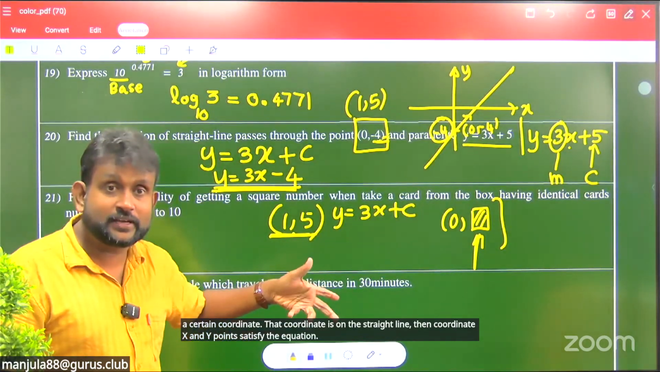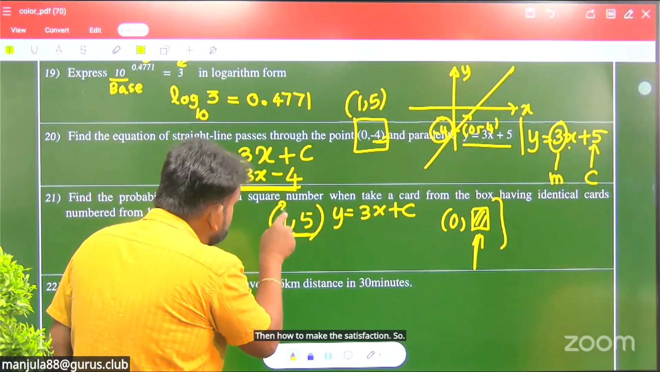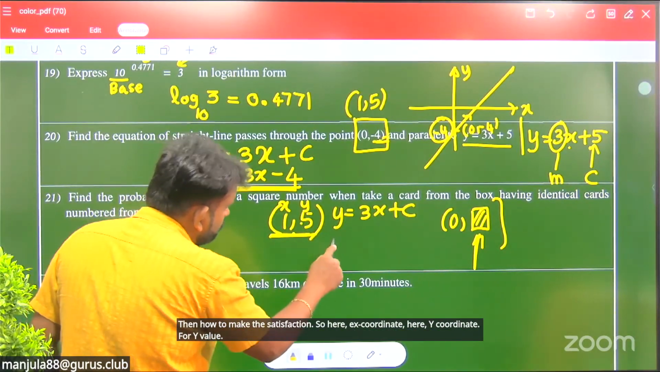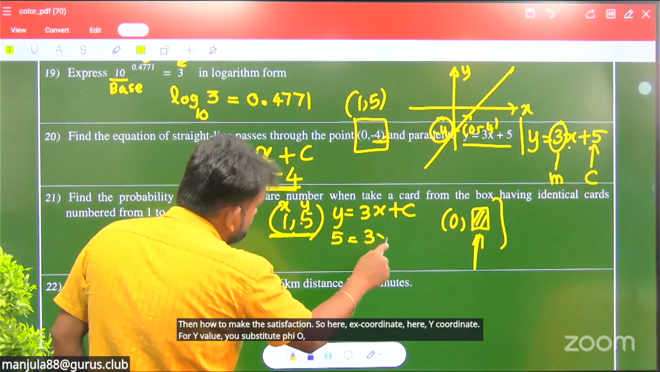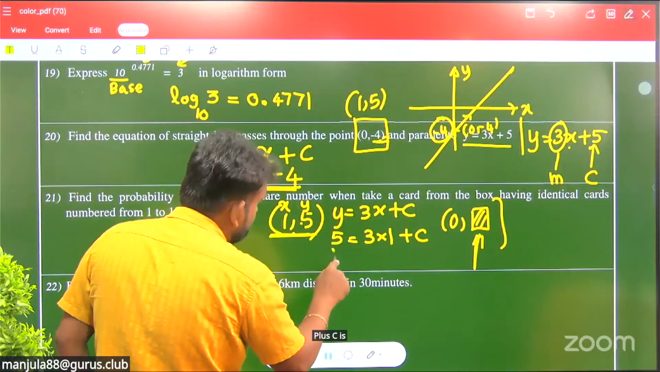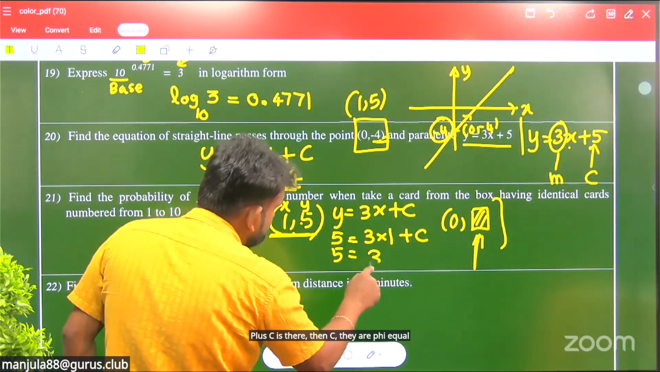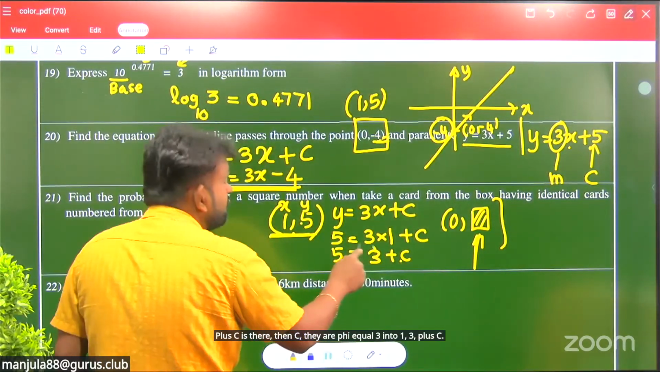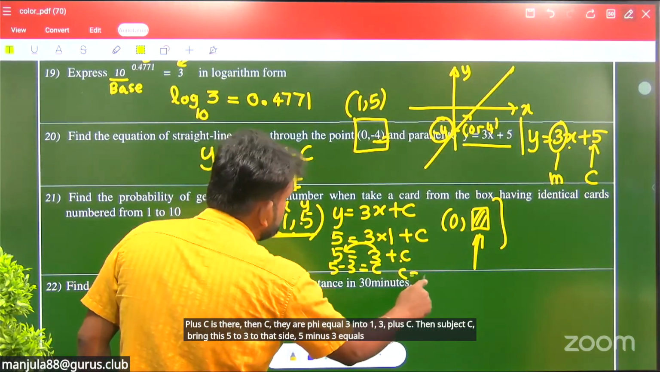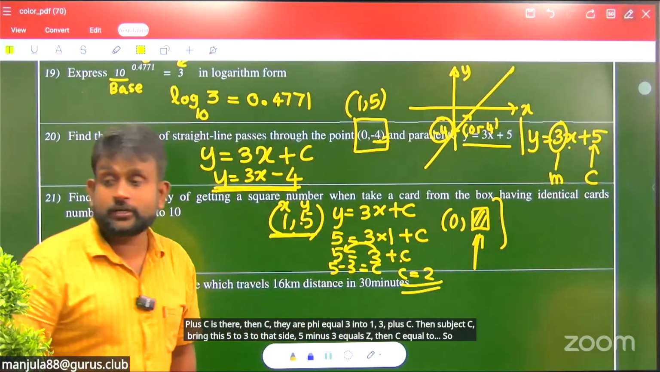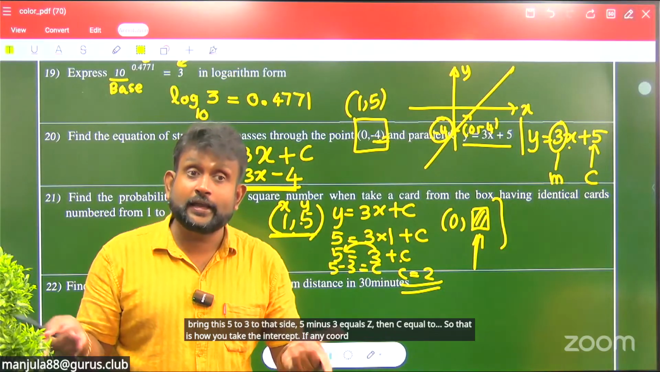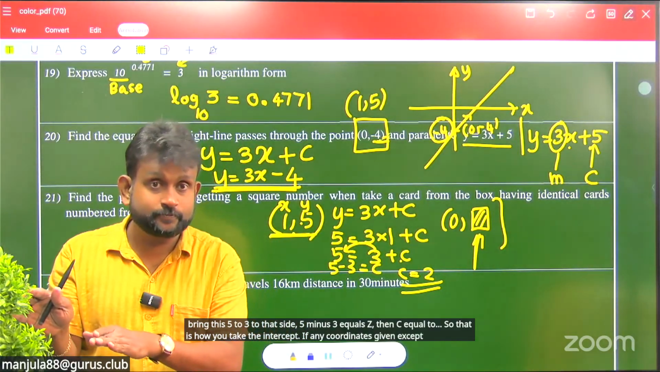Then how to make the satisfaction? Here is the x coordinate, here the y coordinate. For the y value you substitute 5 = 3 times the x value 1, plus c. So 5 = 3 times 1 plus c, which is 3 + c. Then make c the subject, bring the 3 to that side: 5 - 3 = c. Then c = 2. So that is how you find the intercept if any coordinate is given except 0 comma coordinate.